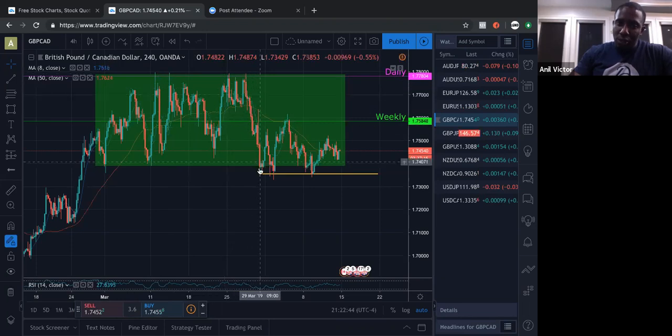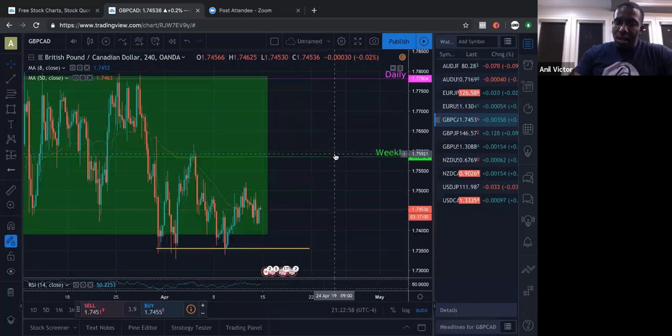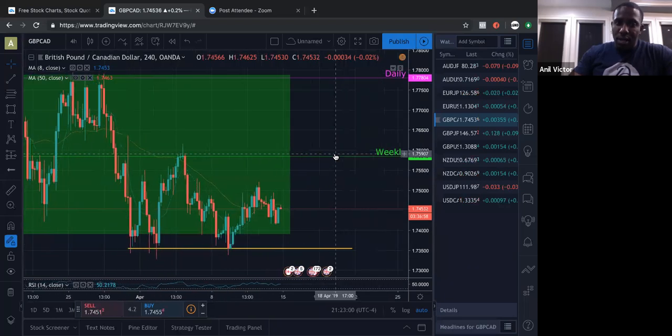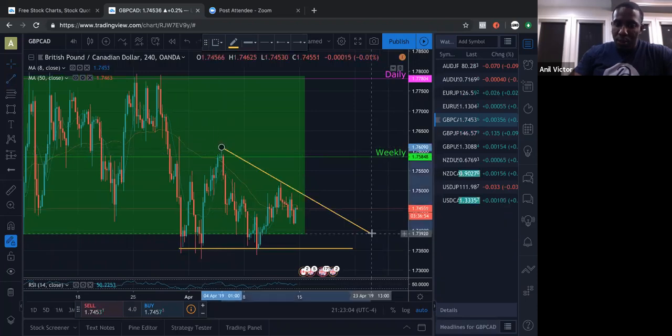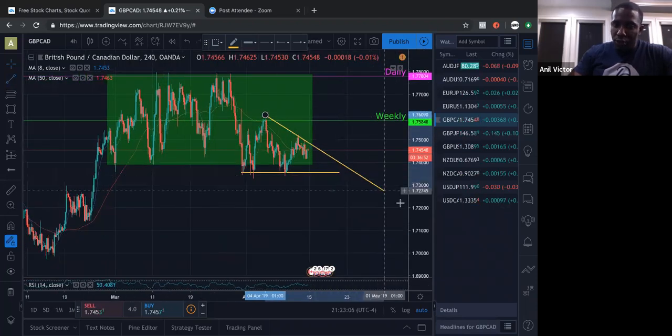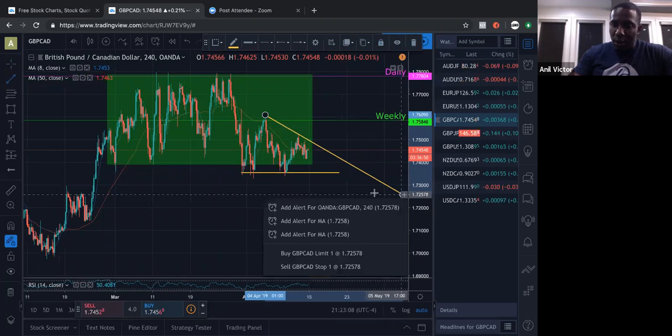Price broke that structure, retraced, tapped this line once again, came to this weekly level because we drew this weekly level out, tapped this line again. Now it's starting to lose steam, right? And guess what? I'm seeing something right here. So this would be a perfect indication of a trend line as it's forming.